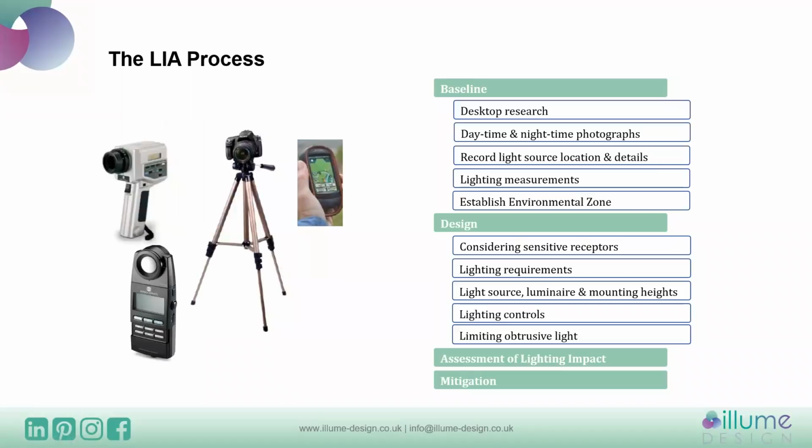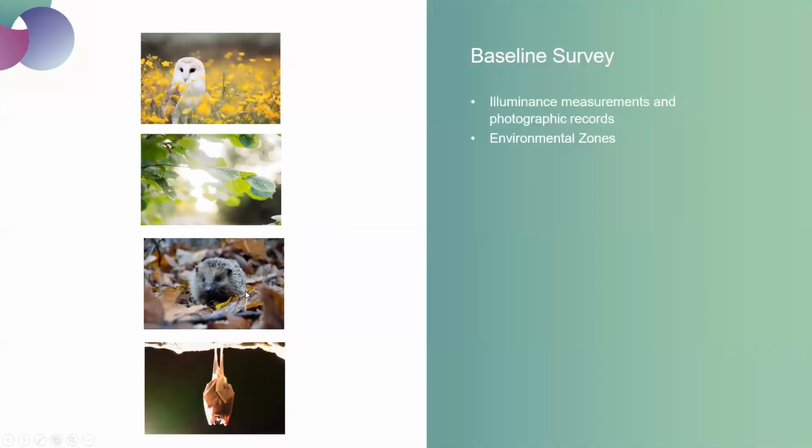So looking at the lighting impact assessment process, it would typically consist of a baseline survey. This involves desktop research, but also visiting site, taking daytime and nighttime photographs, recording light level measurements, and looking at the existing lighting on the site. Then we move into the design and assessment section, which I'm going to talk about more in a minute, and then mitigation further on from that, if required.